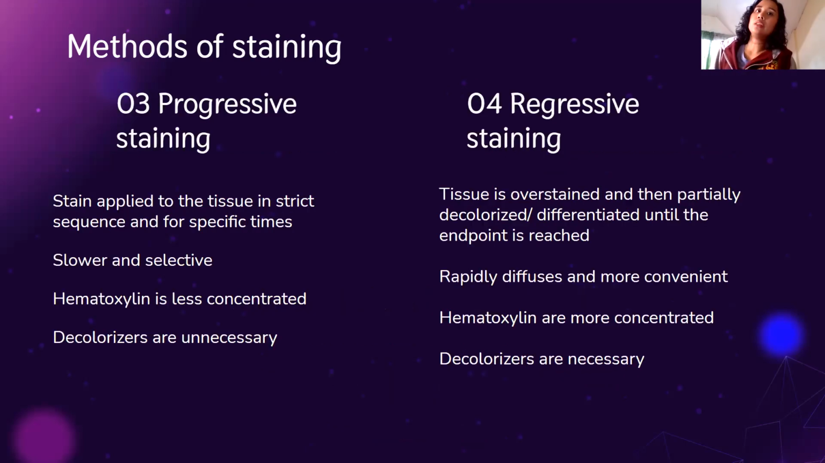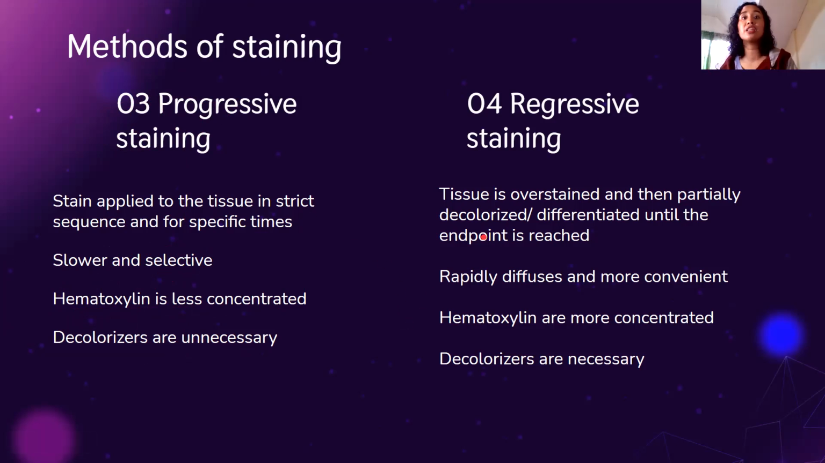So we have two types: progressive and regressive. When we say progressive, class, one step at a time, it is slow and selective. You place a stain at a specific time and specific sequence, so you stain little by little. Hence, your hematoxylin should be less concentrated to prevent overstaining, and decolorizers are unnecessary, because you are only staining little by little. One step at a time. It is slower and selective. You progress, you move forward, little by little.